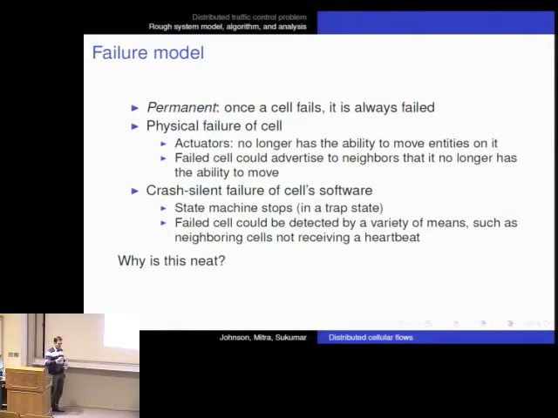So, why is this neat? This allows us to get some kind of quantitative measure on failures of both software and physical entities. So this work is towards a kind of general theory for failures in cyber-physical systems. That's where we're going with this simple example.